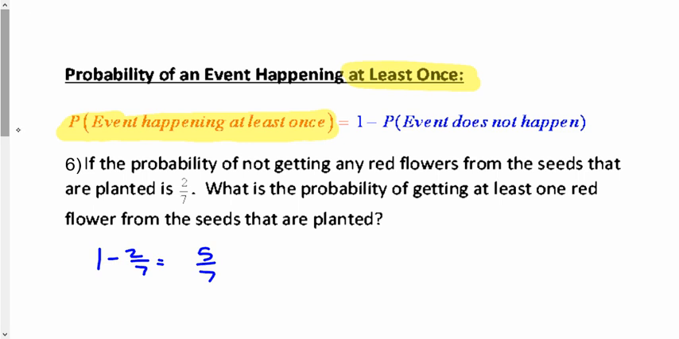Okay? All right, so I hope this helps out a little bit with tree diagrams. That's what we were looking at today, tree diagrams, and then with and without replacement and the counting principle. Good luck with your probabilities.